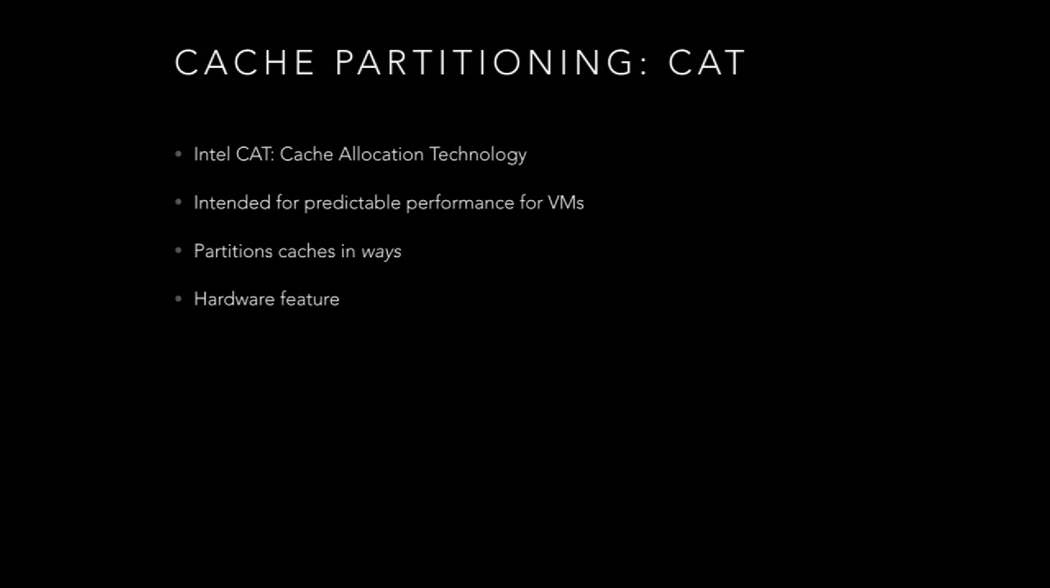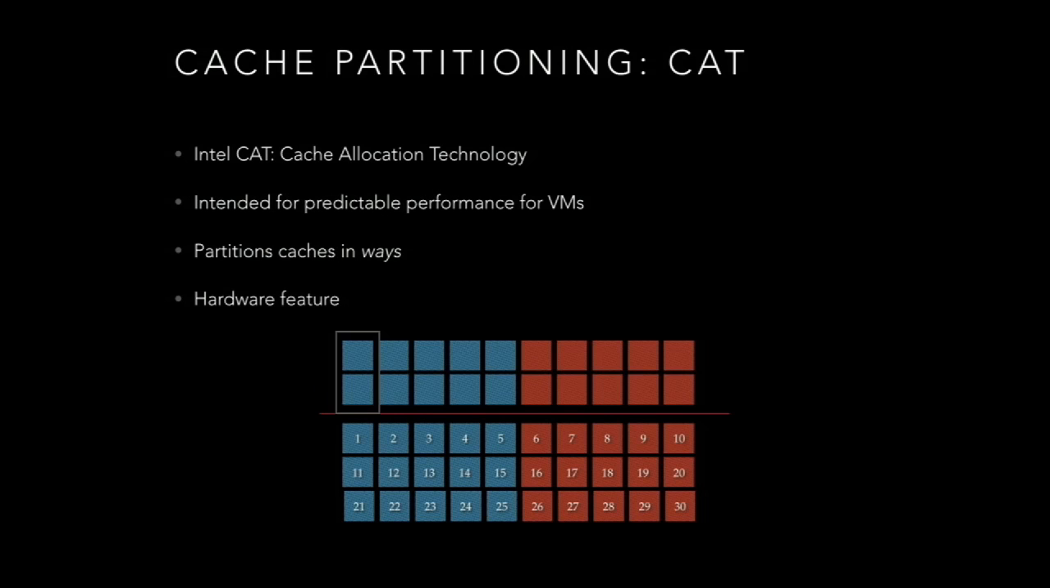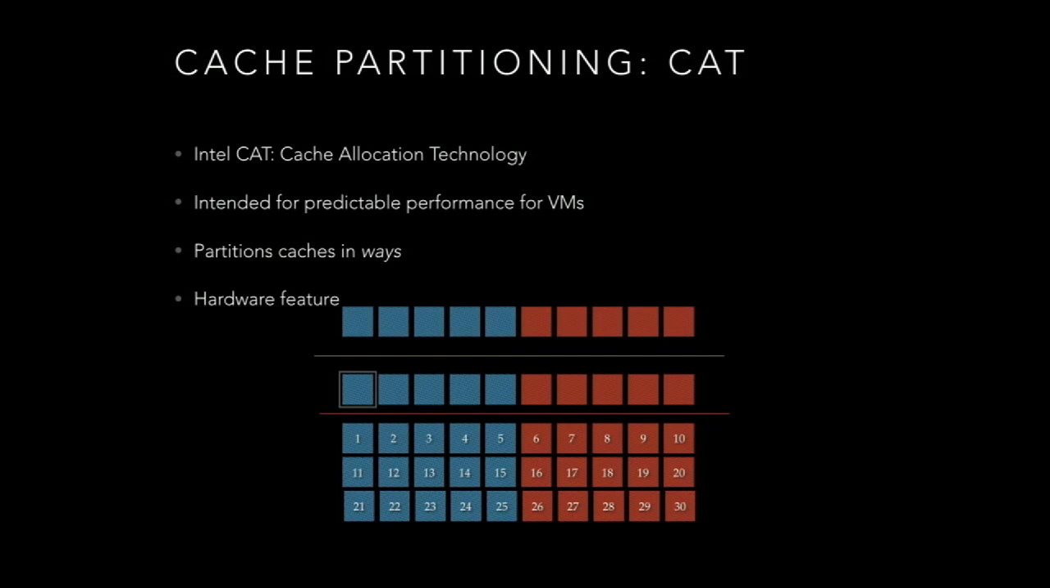Another way to do it is to use this Intel CPU feature called CAT, Cache Allocation Technology. It partitions the cache in a different way. It was not intended for security, but we could use it for security. It was intended for more predictable performance. If you put a bunch of VMs on a machine and you let them access the cache using a partition like this, it won't make it faster, but it'll make it very predictable because the cache usage is not obstructed by other VMs running on the same machine.